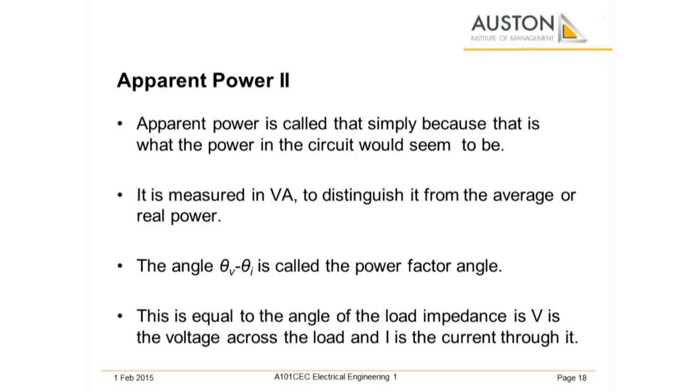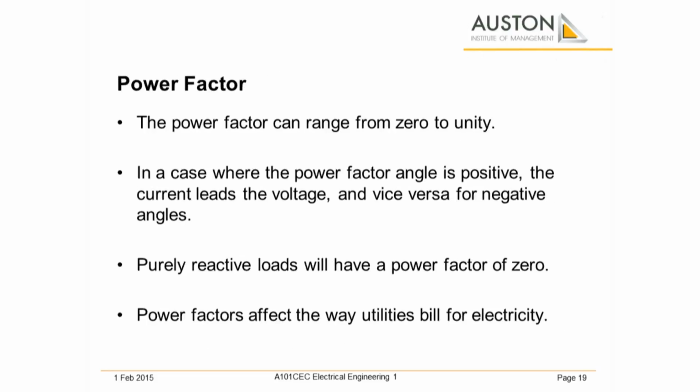Apparent power is measured in VA, or volt-ampere, to distinguish it from the average or real power, whose unit is watts. The difference in angle between the voltage and current is referred to as the power factor angle. Power factors affect the way utilities bill for electricity. The power factor can range from 0 to 1 and can either be positive or negative.